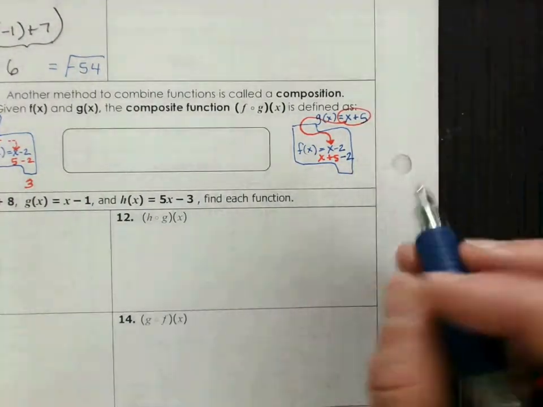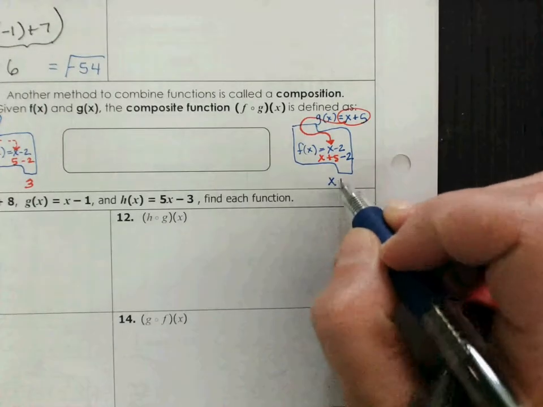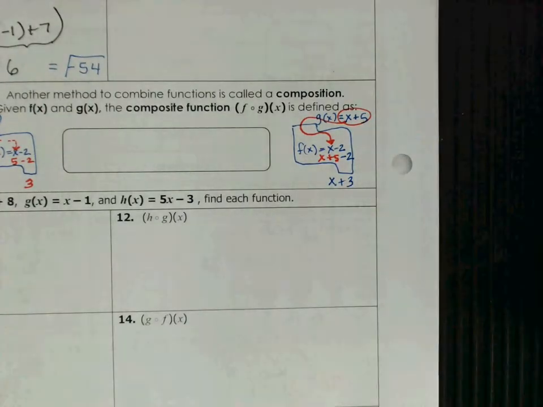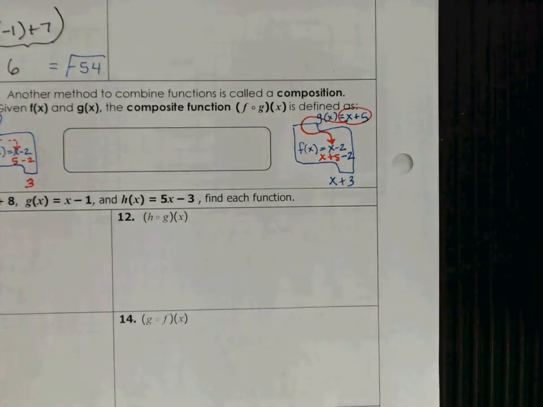Now, simplify that, and that's your answer, which is what? X plus 3. And that's called the composition of functions. It's like when you insert one function into another function. And they make function babies. There you go.